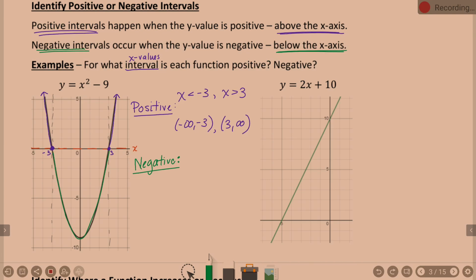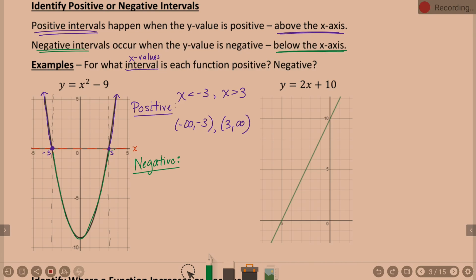How do I describe that in terms of x? When did it start being negative? When it crossed through what x value? Negative 3. So it started being negative here. It's negative, it's negative, it's negative. When's it going to stop being negative? When it crosses through what x value? 3. So it's negative between what x values? Negative 3 and 3. Negative 3 and 3.